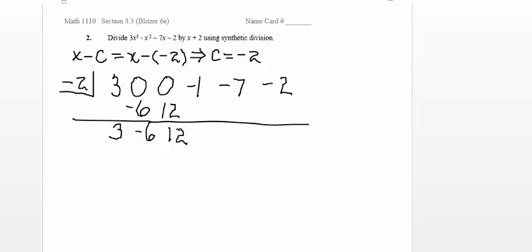Multiply negative 2 by 12, and I get negative 24. Add that to negative 1 to get negative 25. Multiply that by negative 2 to get 50. Add to negative 7 to get 43. Multiply that by negative 2, I get negative 86. Add that to negative 2, I get my remainder of negative 88.